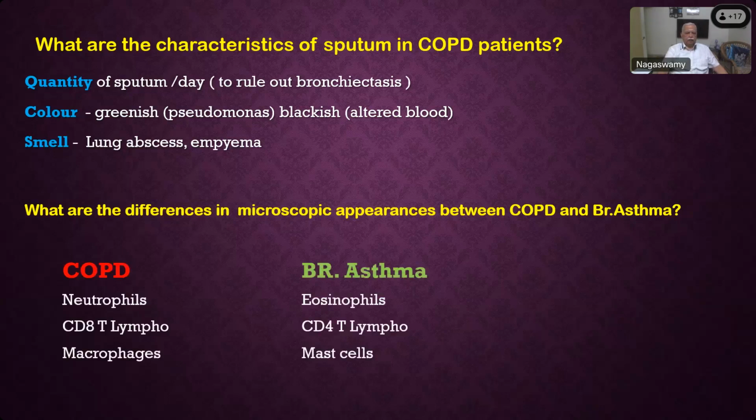So in COPD, you will have more neutrophils, CD8 lymphocytes and macrophages. Whereas eosinophils, which can be stained by Gram stain, are more pathognomonic of bronchial asthma, and they have CD4 lymphocytes and mast cells. So if you examine the sputum under the microscope, you can distinguish between COPD and bronchial asthma by the presence of the different types of cells seen under microscopic vision.